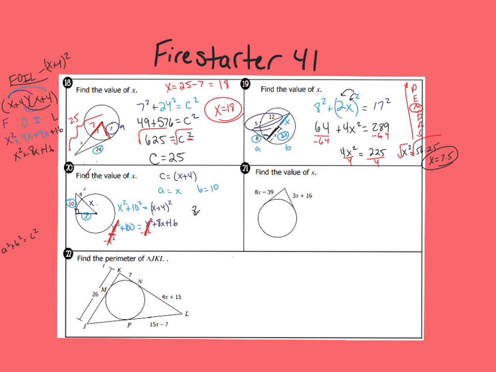So now we have 8x plus 16 equals 100. Now it's just a simple linear equation. You're going to minus 16 from both sides. I get 8x equals 84. Now I divide both sides by 8. So I end up with my final answer, x equals 10.5.